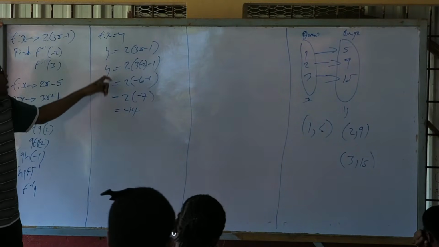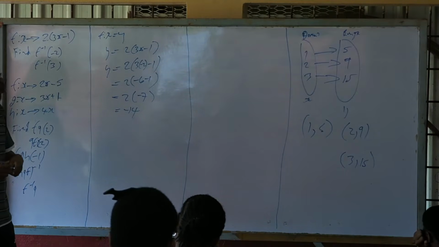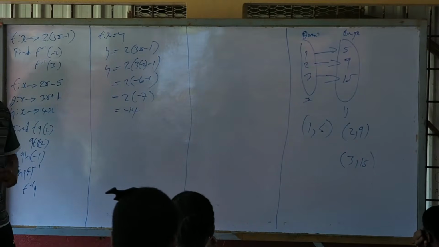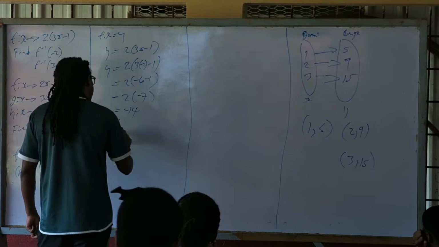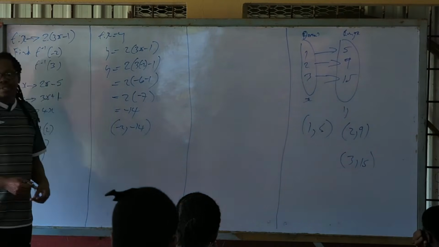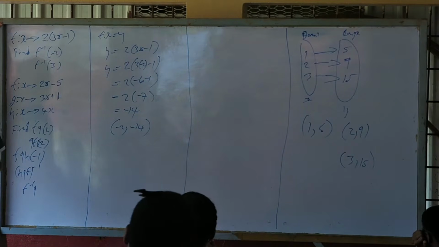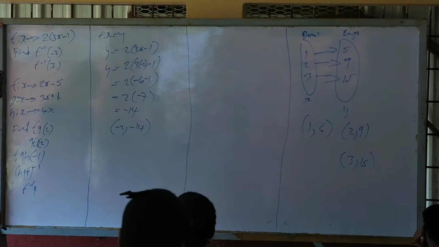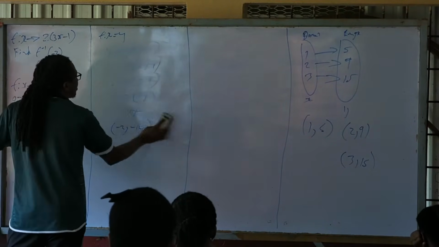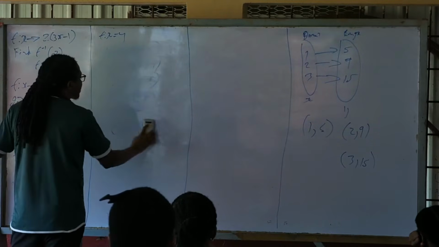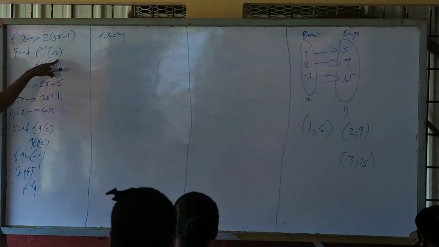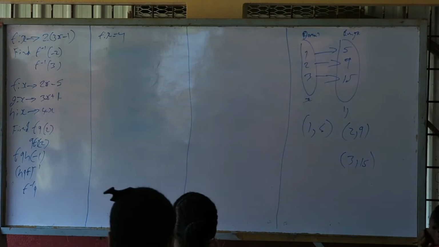So when x is minus 2, y is minus 14. If you were going to put that on a graph, you'd have minus 2 comma minus 14. Everybody see that? All right. But they did not ask you for if x is minus 2. They asked you if f inverse is minus 2. So now you have to find the inverse.